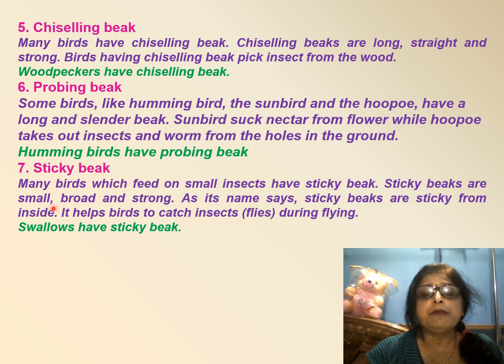Next one, sticky beak. Many birds which feed on small insects have sticky beak. Sticky beaks are small, broad and strong. As the name says, sticky beaks are sticky from inside, and this helps birds to catch insects during flight. An example is swallows have sticky beak. In this way, you have learned about the different types of beaks and their different functions. It helps them to catch insects and to catch the food.